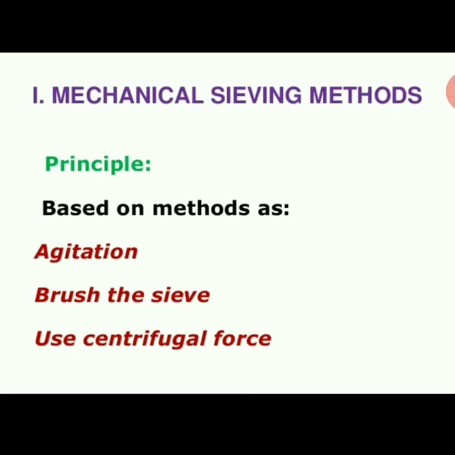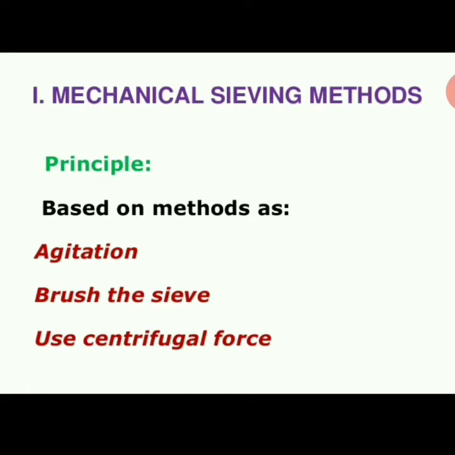In this, the particles drop through the openings due to gravity, and the coarse particles can drop easily through large openings, but it is difficult to screen fine powders. So this process can be improved by inducing some motion or movement in the particles. So size separation is basically done by three methods: agitation, brushing and centrifugal force. We discuss these three methods one by one.